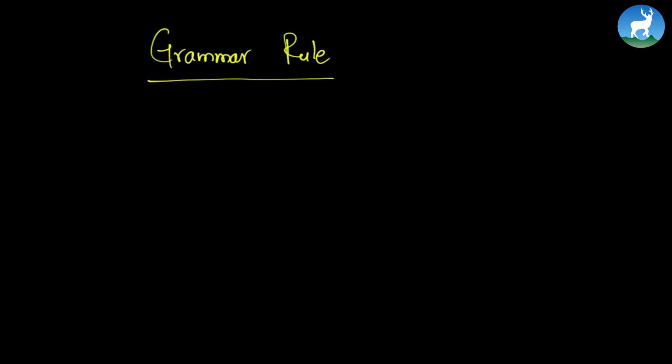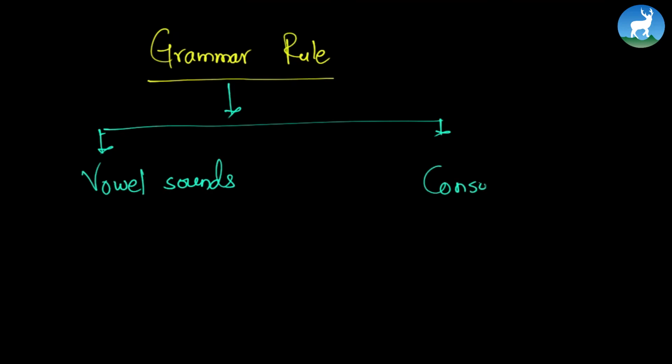Now we are talking about the sound. How many kinds of sounds are there? There are in fact two kinds of sounds. The first one is called vowel sounds, and the second one is called consonant sounds. So we have two different sounds.